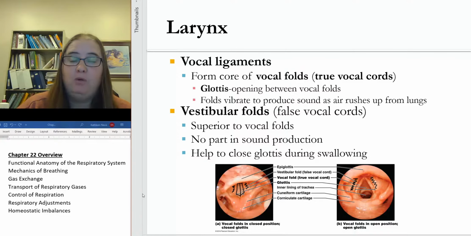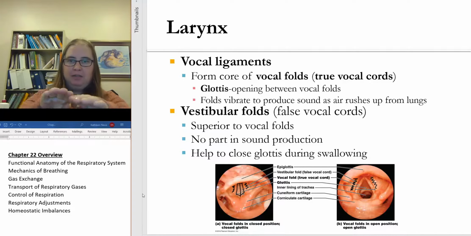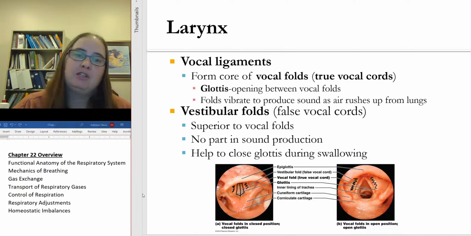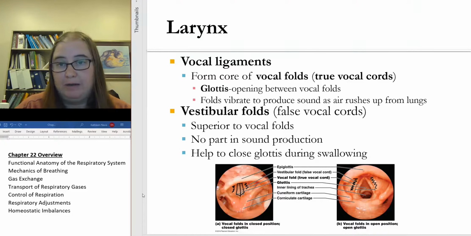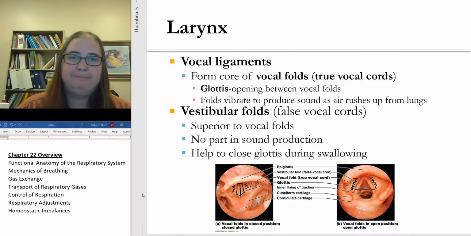However, when we swallow, or typically when we swallow, what's going to happen is as those vocal folds come together to close that glottis, the vestibular folds will close over the top of them as well, because they serve as a safeguard to prevent foodstuff from getting down there. And in addition to that, the epiglottis will lay over the top of this as well, trying to redivert that foodstuff down the esophagus and not down into the trachea.